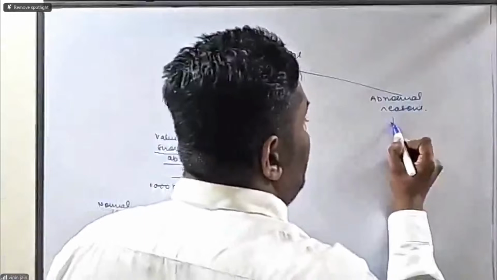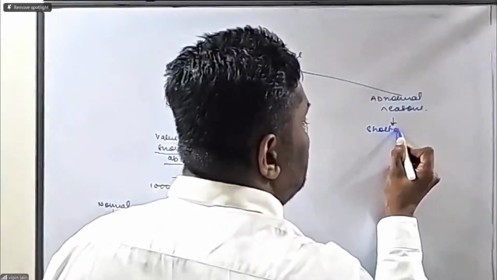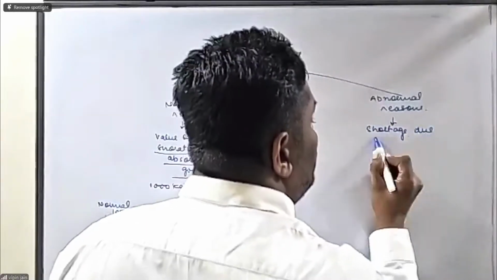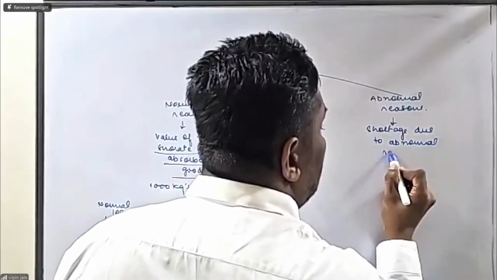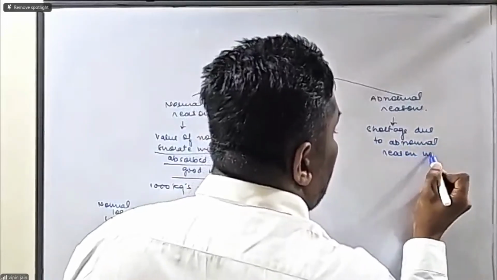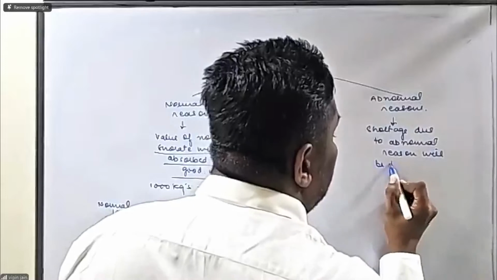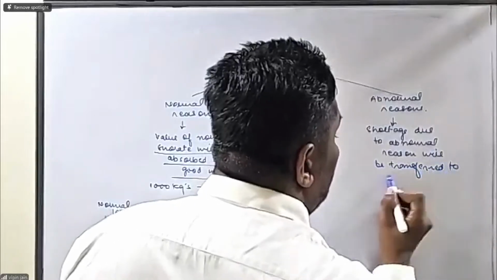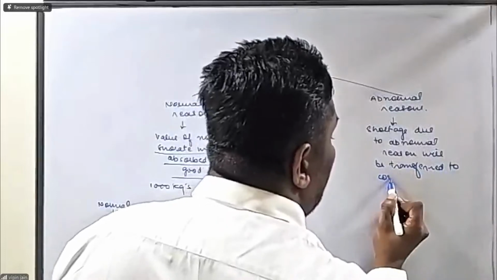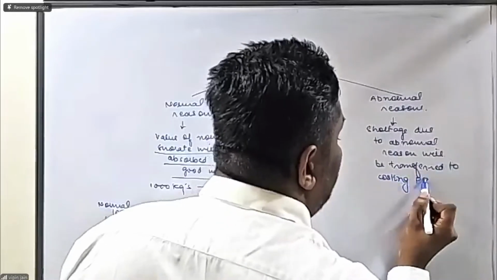So if there is any shortage due to abnormal reasons, it will be transferred to costing P&L.